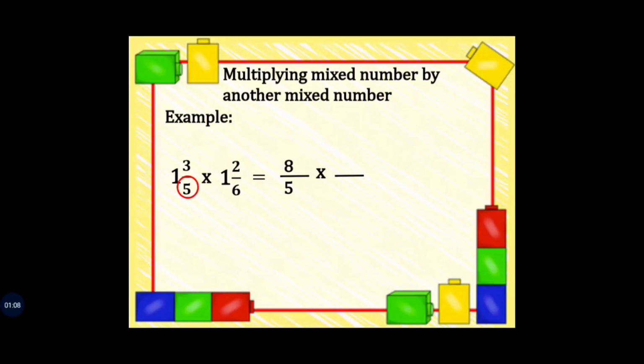Then after that, dito tayo sa 1 and 2/6. We are going to change it to an improper fraction. So, let us multiply 6 times 1 equals 6. Then, add natin yung numerator na 2. It gives 8. Okay? Then, copy the denominator here. So, na-change na natin ang 1 and 3/5 sa 8 over 5, at saka yung 1 and 2/6 is changed to 8 over 6.